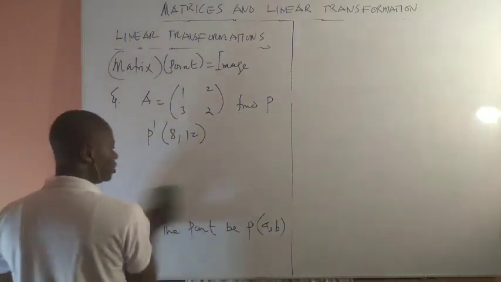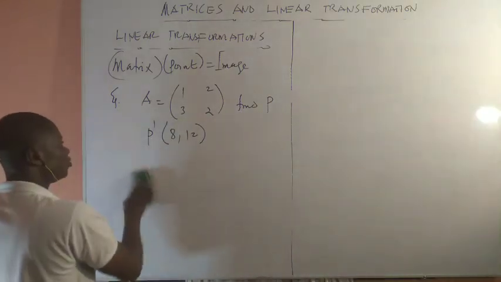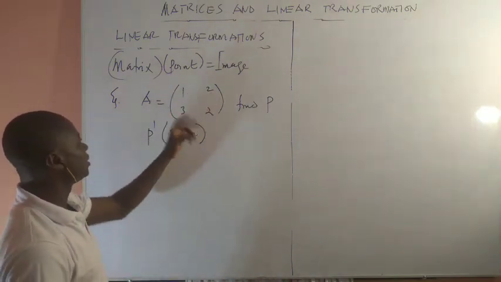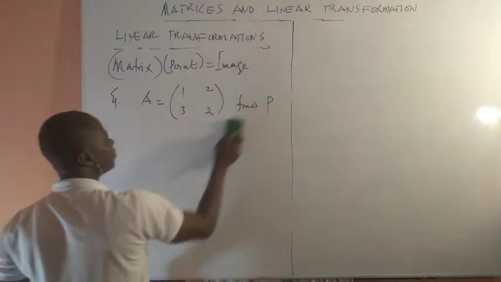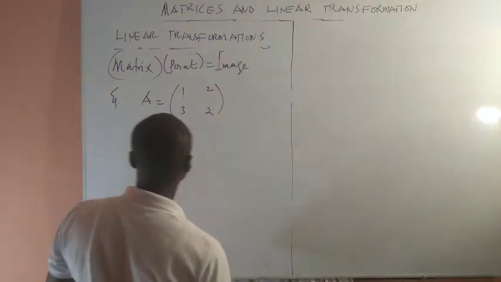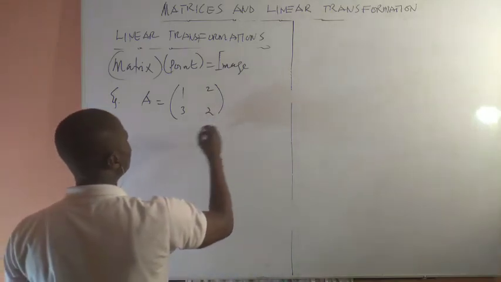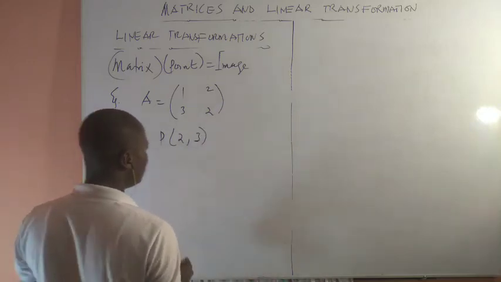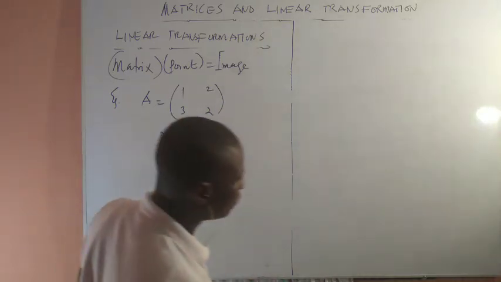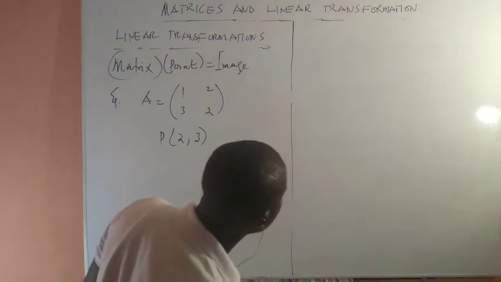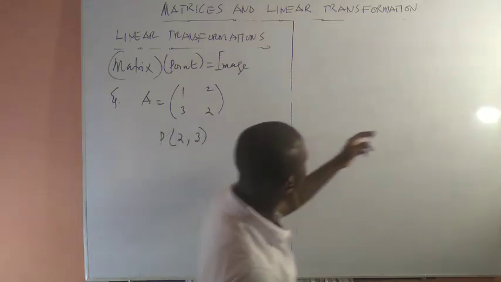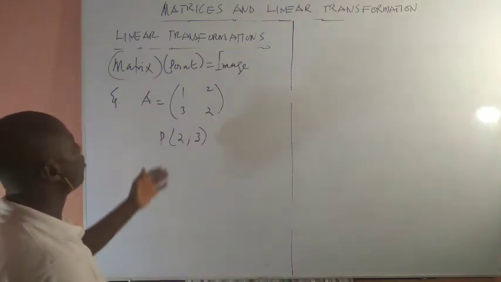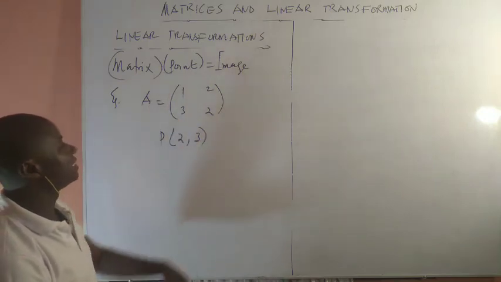Now we want to generate the question ourselves. So I want you to understand what we are doing. So assuming the matrix A equals 1, 2, 3, 2. Don't forget that when we were given the point, that is P, 2, 3, we had the image to be 8, 12, because when you multiply the matrix by the point, you are getting an image.